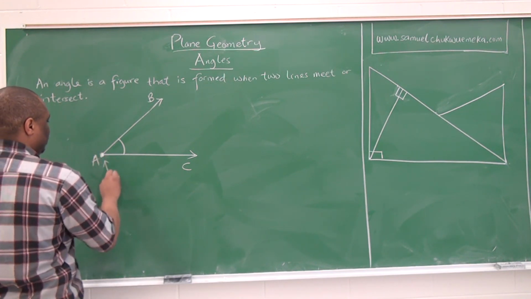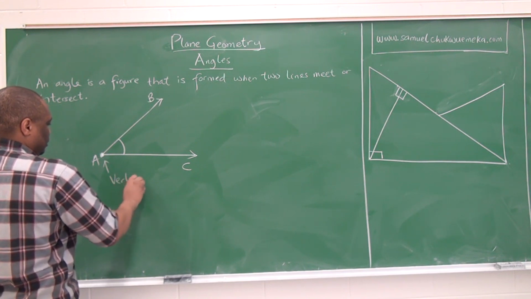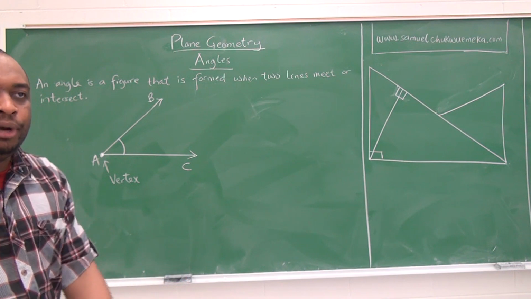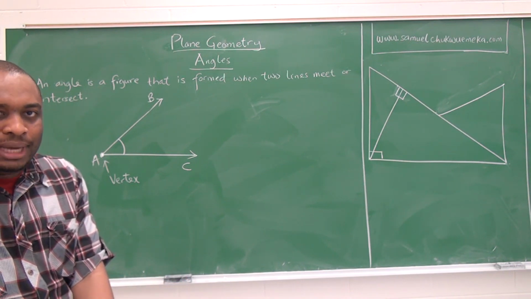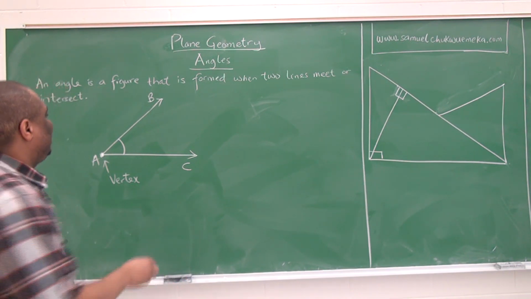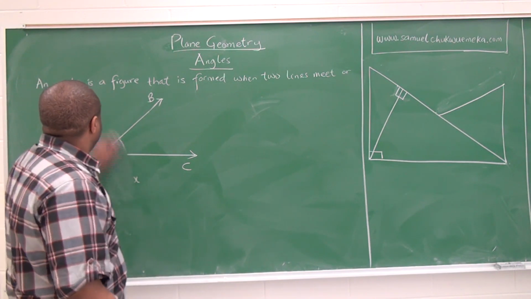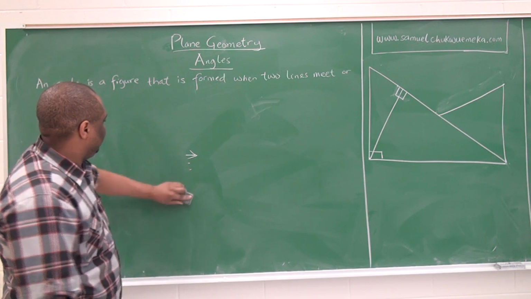This meeting point is called the vertex. That's the pointed edge. The intersection point of those rays or those lines is the vertex. And then once they meet, an angle is formed. That's another way you can define it.